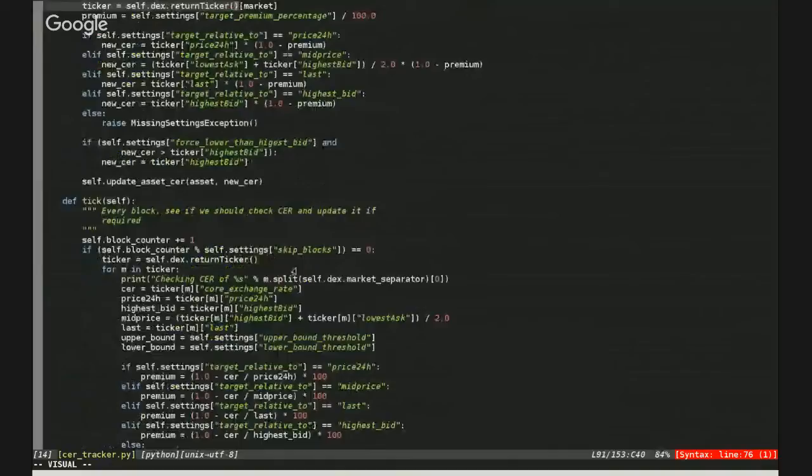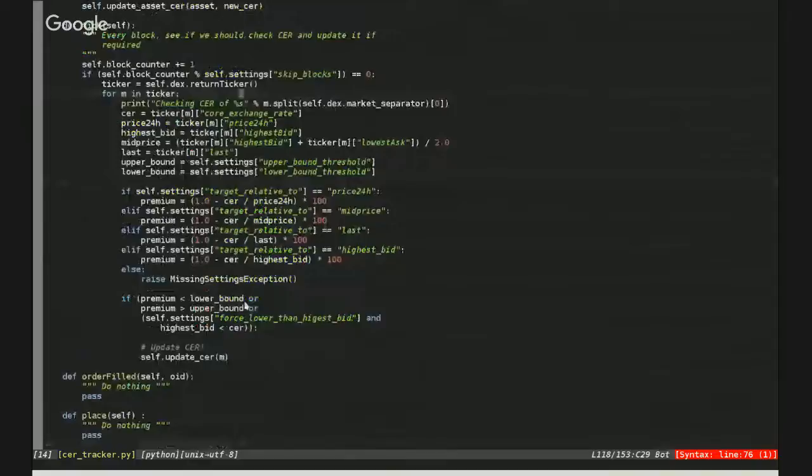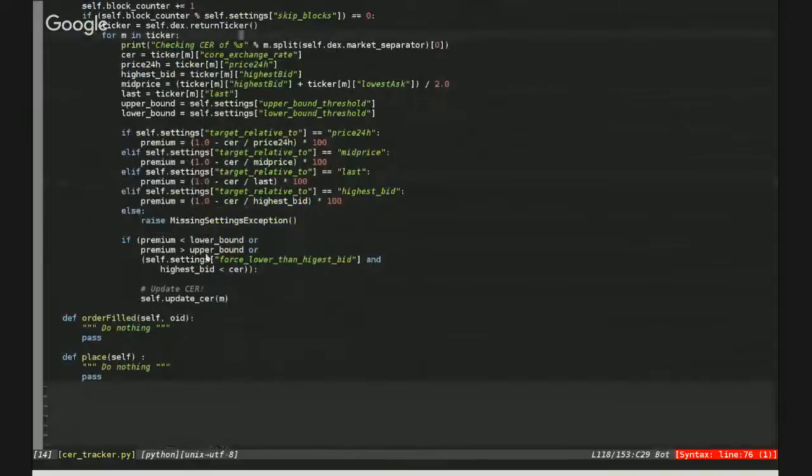And then there's this tick function. Tick function is, as I told you, going to be called every block. Well, it takes again the return ticker function, figures out what the market currently is, some parameters depending on the settings, and then it says here if the premium is lower than the lower bound or the premium is higher than the upper bound, then it is actually going to force an update of the core exchange rate.